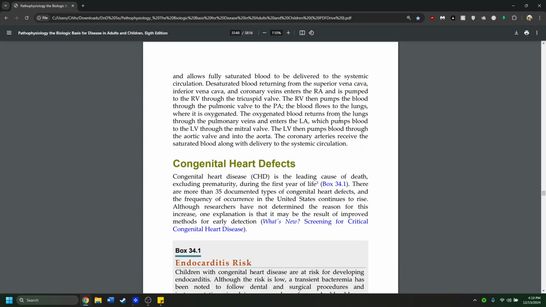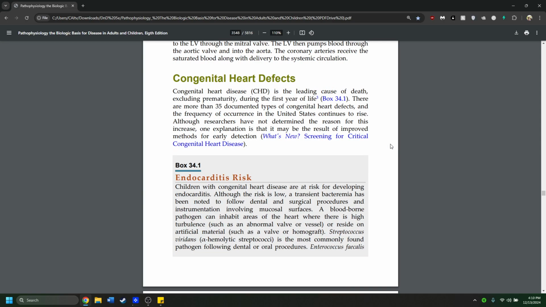So, congenital heart disease, or CHD, is the leading cause of death, excluding prematurity, during the first year of life, according to box 34.1. There are more than 35 documented types of congenital heart defects, and the frequency of occurrence in the US continues to rise. Although researchers have not determined the reason for this increase, one explanation is that it may be the result of improved methods for early detection.